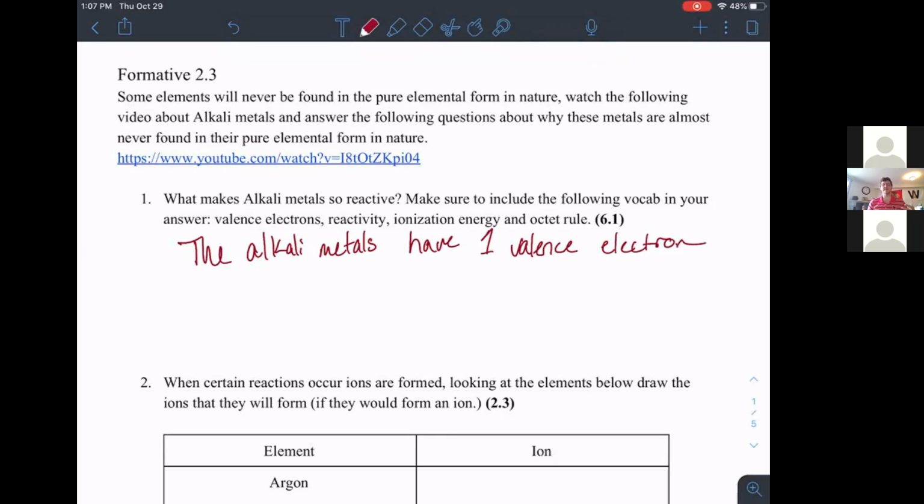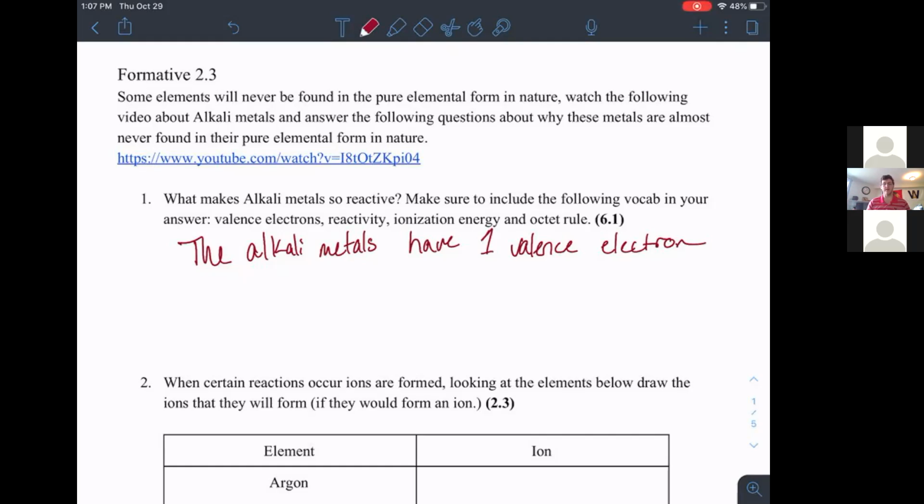Each of those metals has one valence electron, which means they've gained a new orbital, making them larger, making their ionization energy smaller because they have their electron farther from the nucleus, which means less attraction between those protons and electrons, making it want to react more because it wants to fill that octet rule, stating that it wants 8 valence electrons. So it's more reactive because it wants to get rid of that one valence electron.